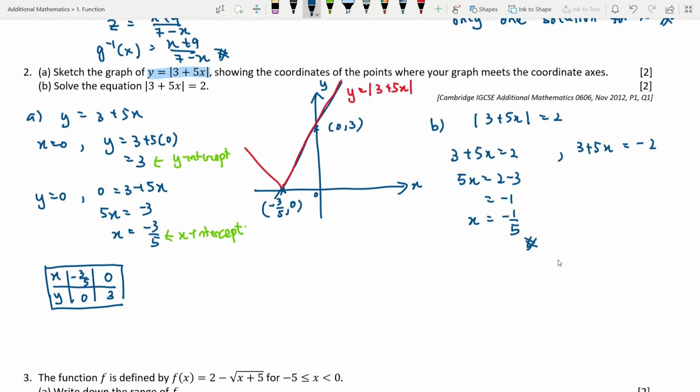For the second equation, we have 5x equal to negative 2 minus 3, which is negative 5. Then we divide both sides with 5. Negative 5 divided by 5, we get negative 1. You can check the answer from the graph that we sketched just now. This is the value, y equal to 2. If we draw a horizontal line, we can see that the intersection points are here and here. And both values are negative x.